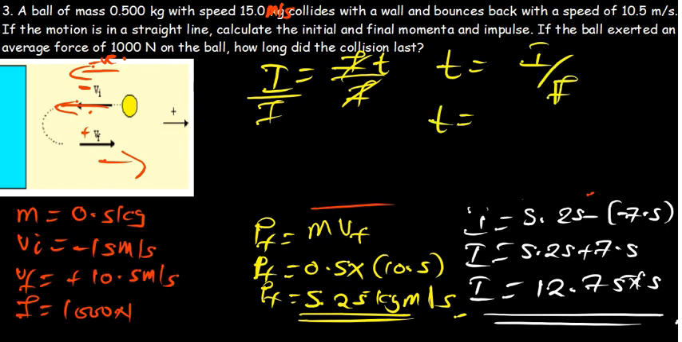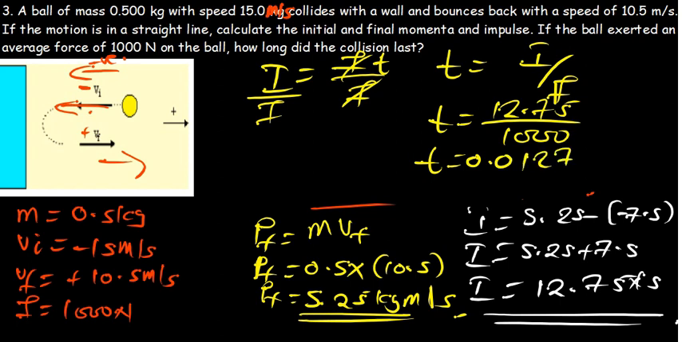So t will be, the impulse is 12.75, the force is 1000. So t will be equal to 12.75 divided by 1000, which is 0.01275 seconds. I can round it off and say my time will be 0.013 seconds. So that is it for this question.